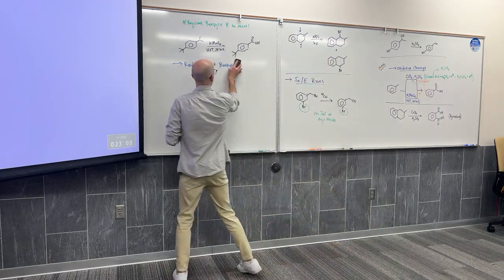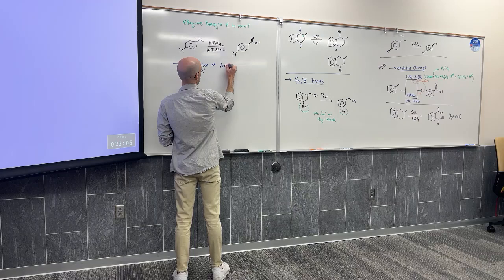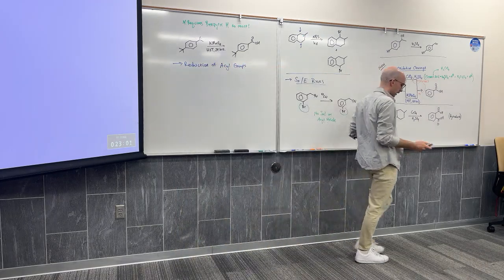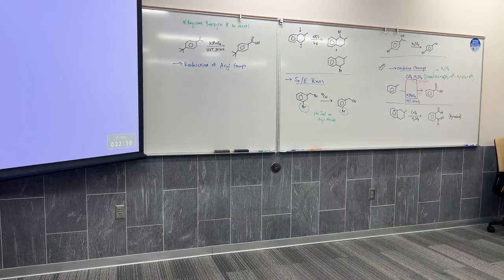Actually, instead of saying reduction of benzylic acyl groups, we're actually just going to say reduction of acyl groups. I do have a complaint about the textbook. The textbook introduces this reaction in this chapter, in this section on benzylic reactions, but this reaction does not require a benzylic position. The reactions that we're going to see can be done with or without the conjugation of an aromatic ring. So it's misleading. The textbook introduces it in this unit as if it requires the aromatic ring, but it doesn't.